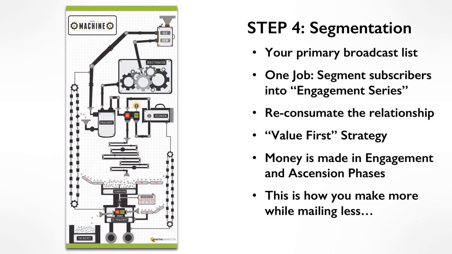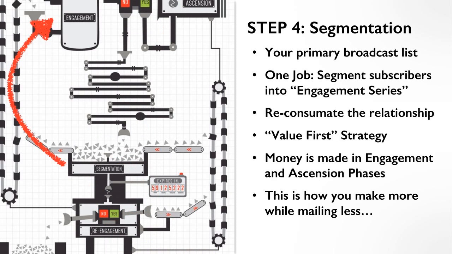So step 4, segmentation. Segmentation is where people go when they're not in an engagement series and when they're not in an Ascension series. So let's say the engagement series doesn't do its job. The person opts in for the special report about driving the ball farther, and they go all the way through it, and they don't book an appointment. Nothing happens. Then they go into the segmentation series. Same thing if somebody does buy, but they don't ascend. They're eventually going to go back into your segmentation bucket.